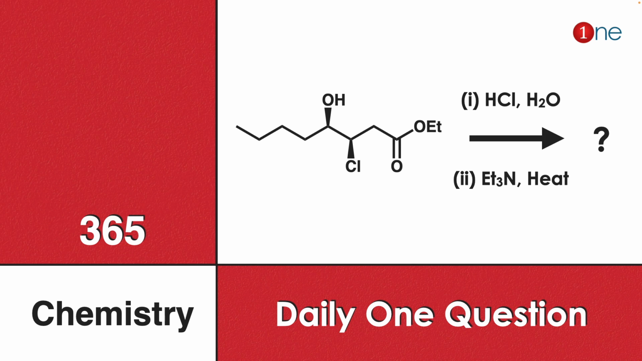Here is a long chain compound with 3 functional groups. One is alcohol, another is chlorine, another is ester. It is reacting with acid and water. In the next step you are using amine and heat. You have to guess what will be the final product.